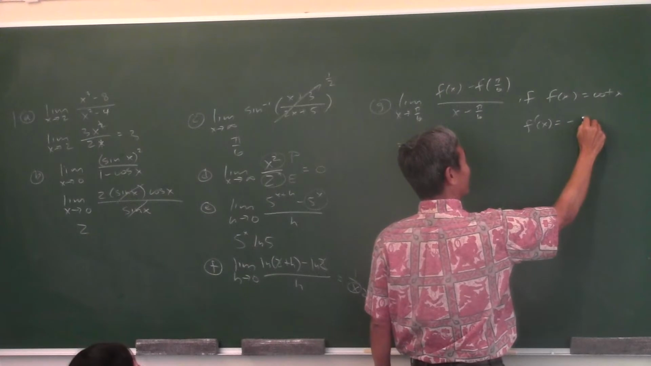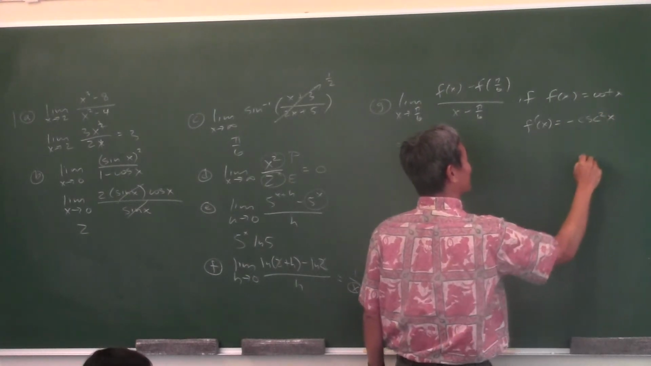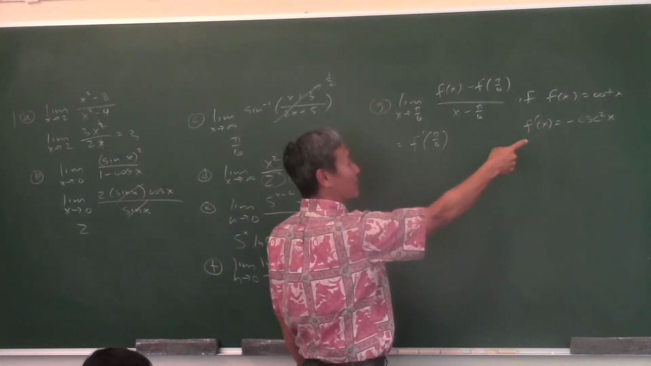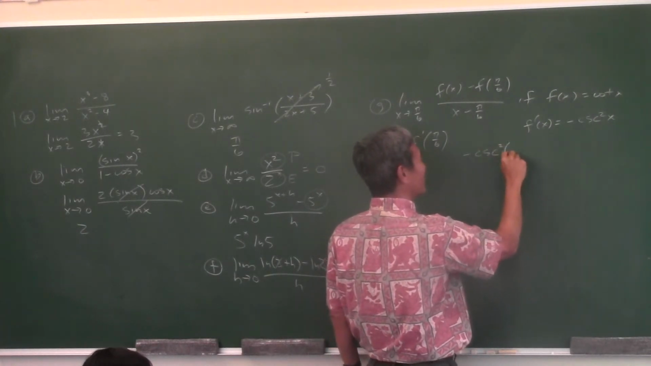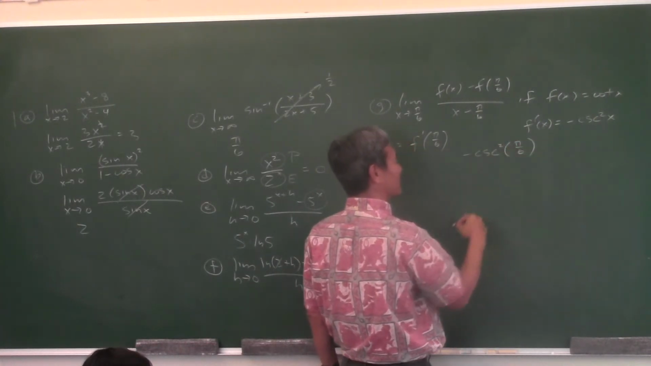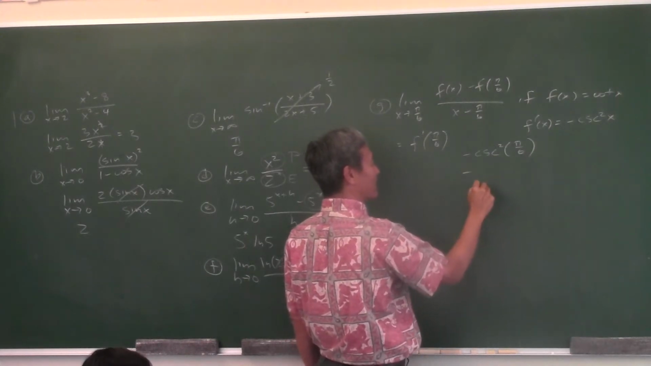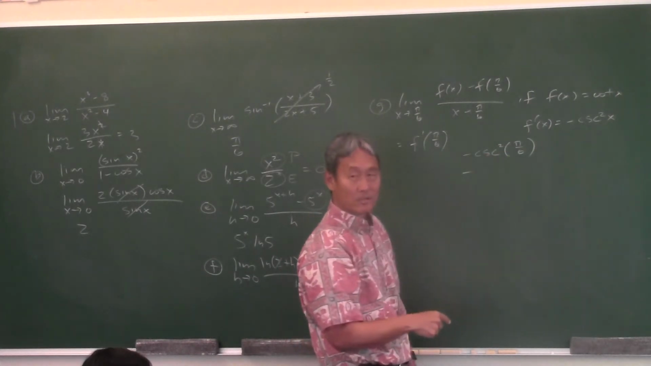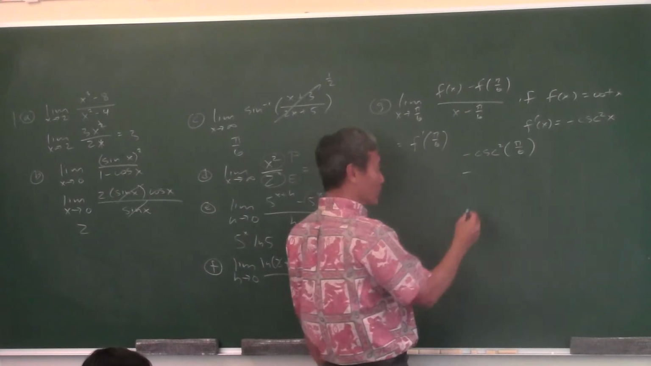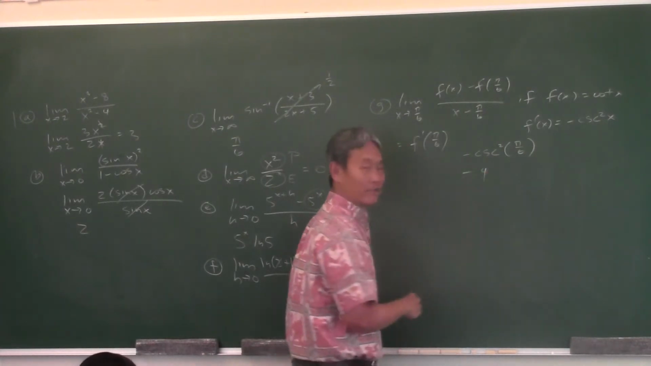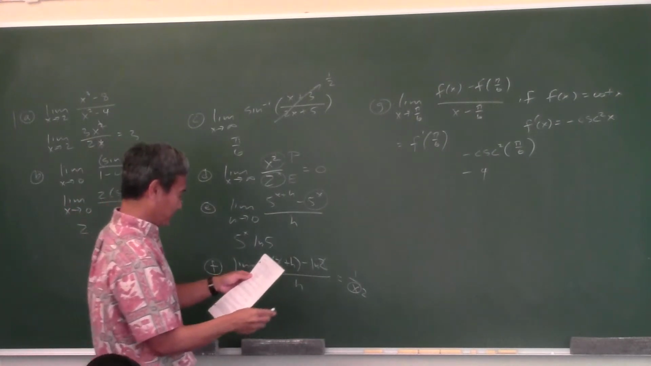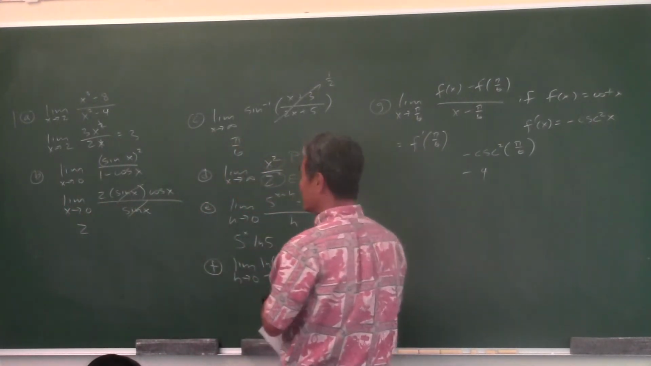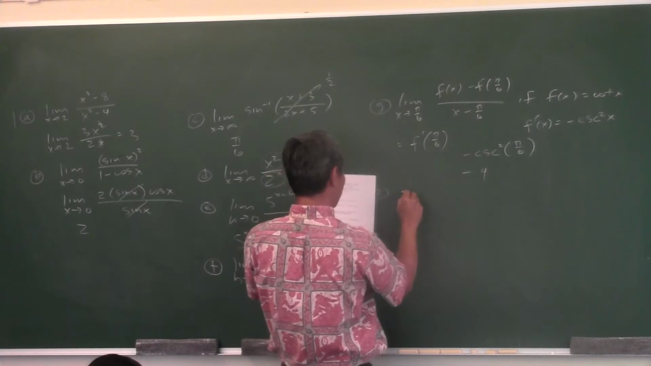Negative. Don't worry, I'll know tomorrow, Mr. Park. And then you need to plug in pi over 6 into that. So what is negative cosecant squared pi over 6? Negative, what is cosecant of pi over 6? 2 squared, 4, so negative 4. So are we recognizing the derivatives? 2. Looks like we're just doing them all anyway.